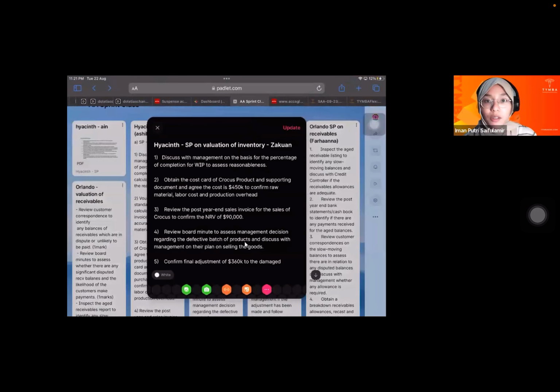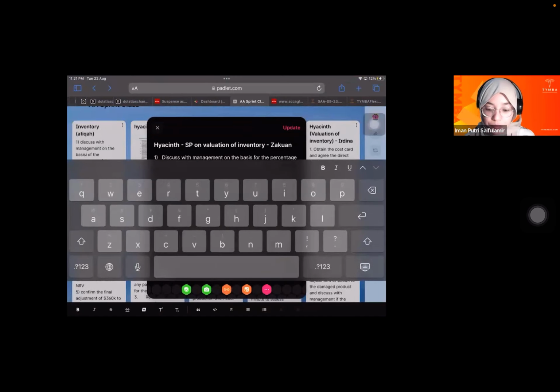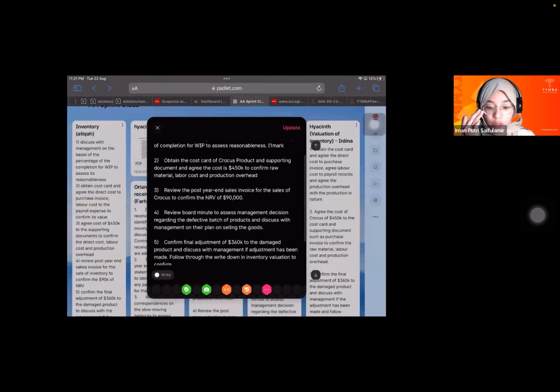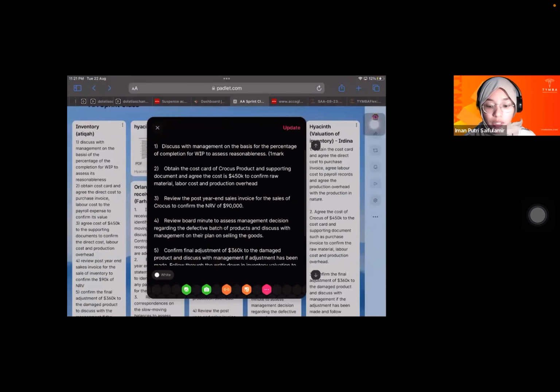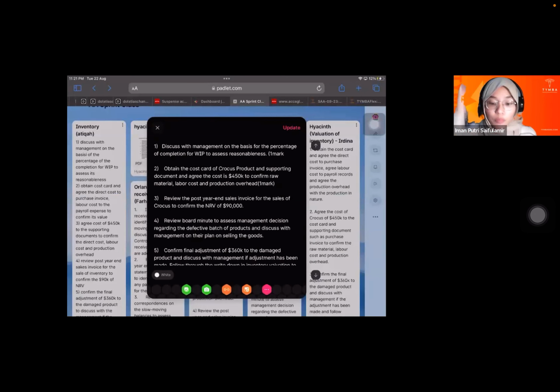Discuss with management on the basis for the percentage of completion for WIP to assess the reasonableness. Okay, correct. This is 1 mark. Obtain the cost card of Crocus product and supporting documents and agree the cost is 440k to confirm. Yeah, this is 1 mark. So actually, on this point of obtaining the cost card and agreeing to the supporting documents, you guys can duplicate this point for the finished goods and work in progress.